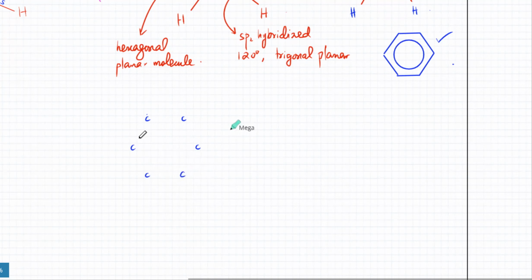So I'm going to make it sp2 hybridized now. In sp2 hybridized, carbon makes three bonds, three normal bonds. So those are the three normal bonds that carbon is making. The other carbon atom is going to do the same. So they're all making three bonds. They're all attached to three atoms.